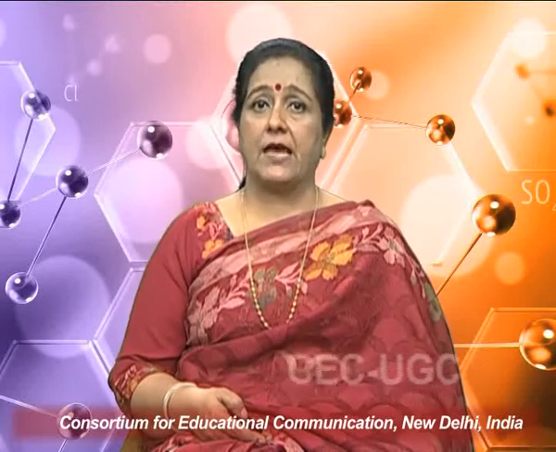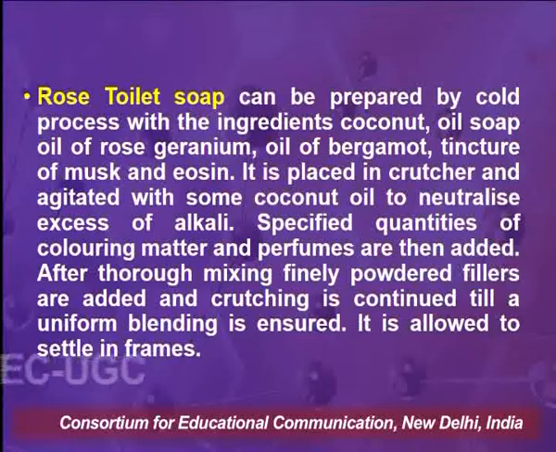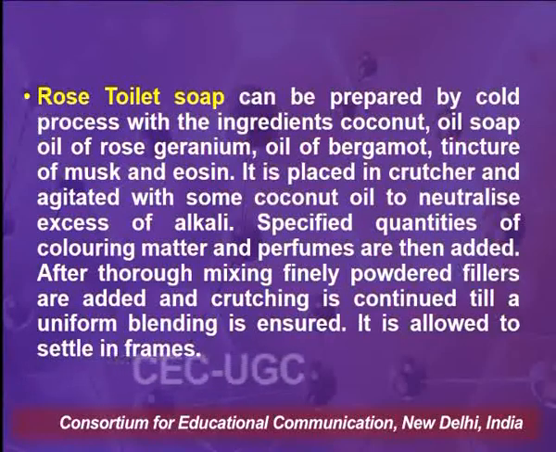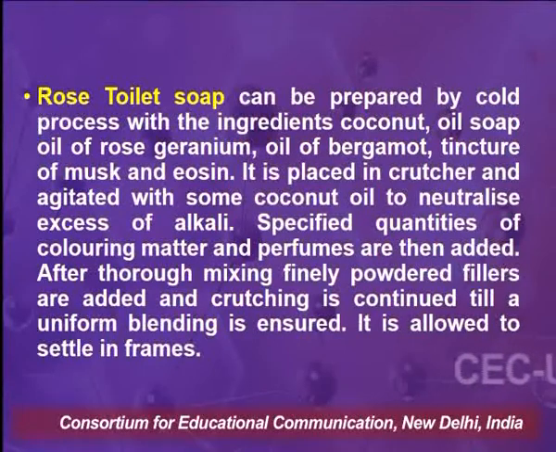Rose toilet soap can be prepared by cold process with the ingredients coconut oil, soap, oil of rose, geranium, oil of bergamot, tincture of musk and eosin. It is placed in a crusher and agitated with some coconut oil to neutralize excess of alkali. Specified quantities of coloring matter and perfumes are then added. After thorough mixing, finally powdered fillers are added and crushing is continued till a uniform blending is ensured. Then it is allowed to settle in frames.